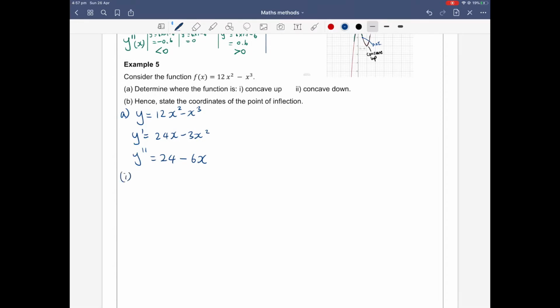Right, so for part 1, we need to find concave up. So what does concave up mean? Concave up when your second derivative is positive because your gradients are increasing. So that's when 24 minus 6x is bigger than 0.